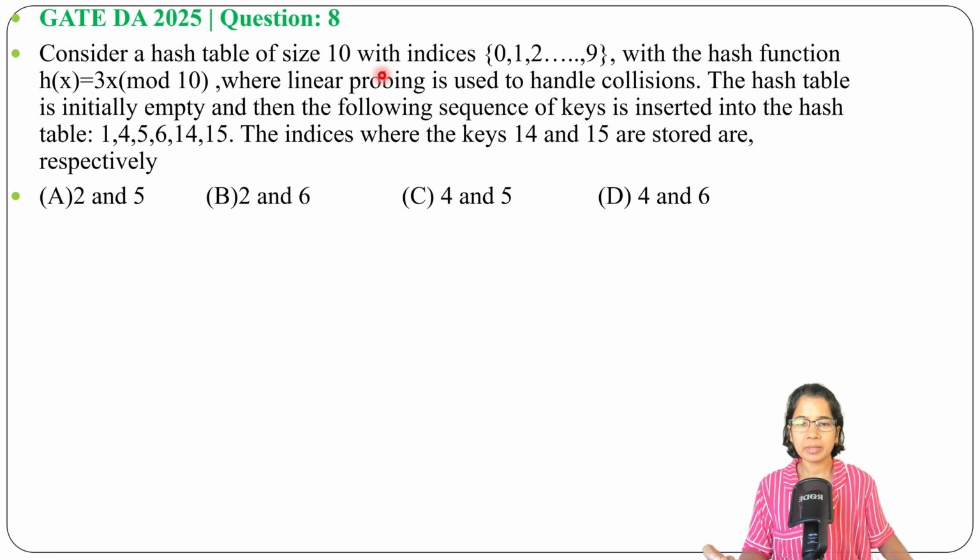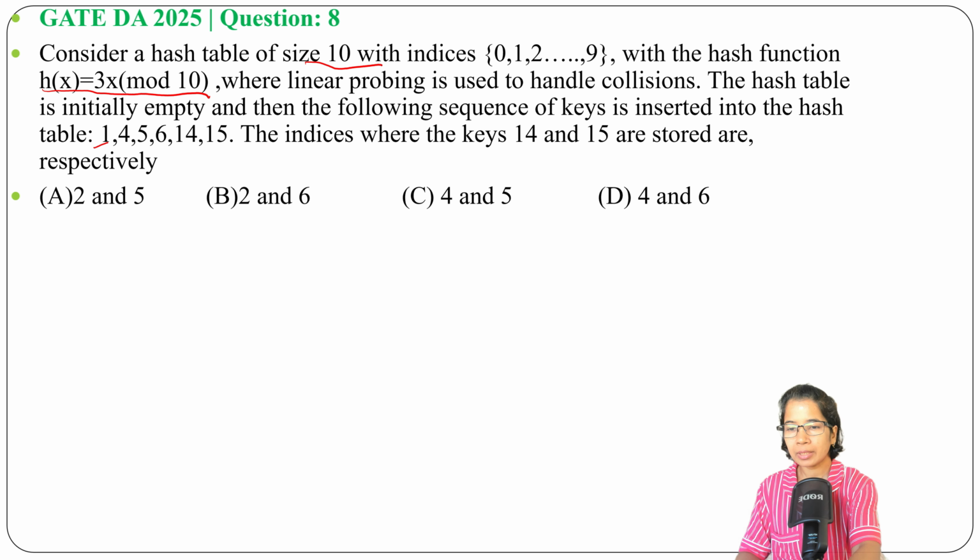Consider a hash table of size 10 with indices 0, 1, 2 till 9 with the hash function h(x) = 3x mod 10, where linear probing is used to handle collision. The hash table is initially empty, then the following sequence of keys is inserted into the hash table: 1, 4, 5, 6, 14, 15. The indices where the keys 14 and 15 are stored are respectively, and 4 options are given. Hash table size is 10 and hash function is given as 3x mod 10.